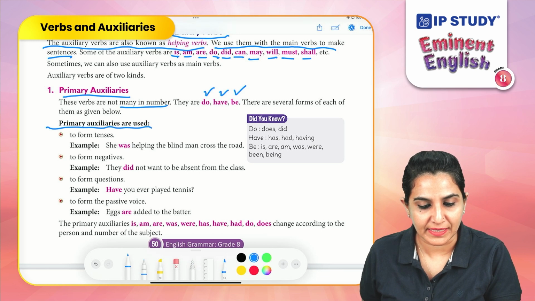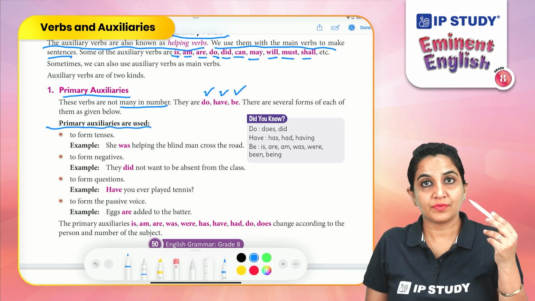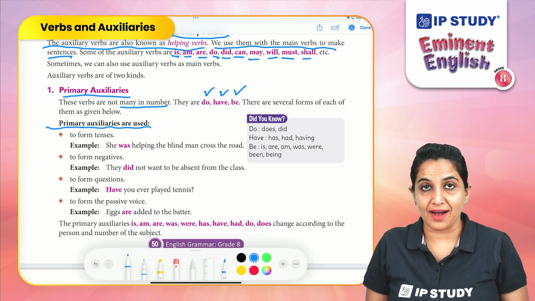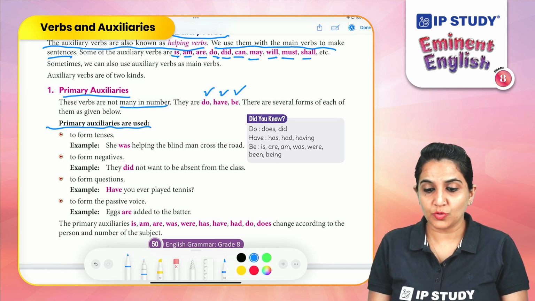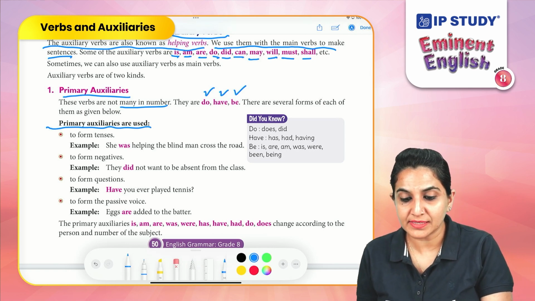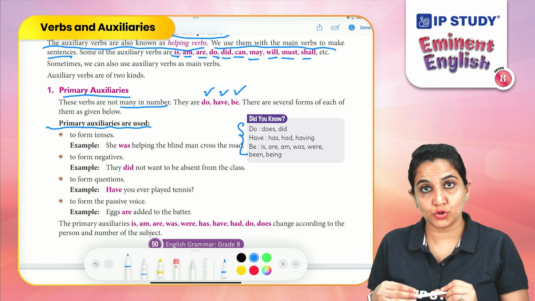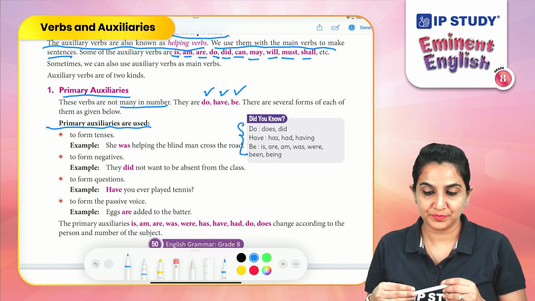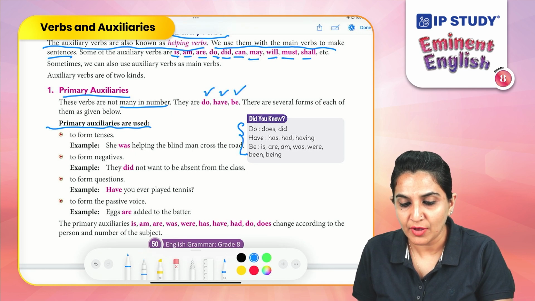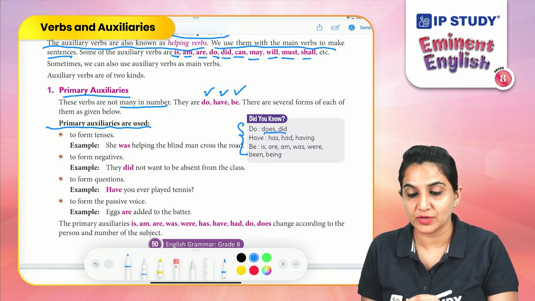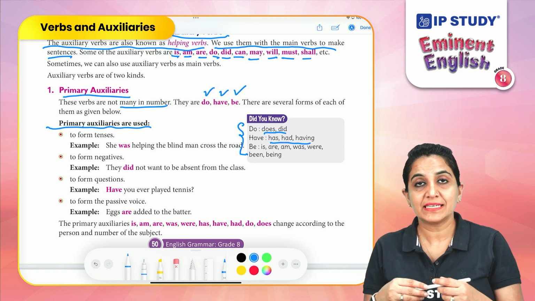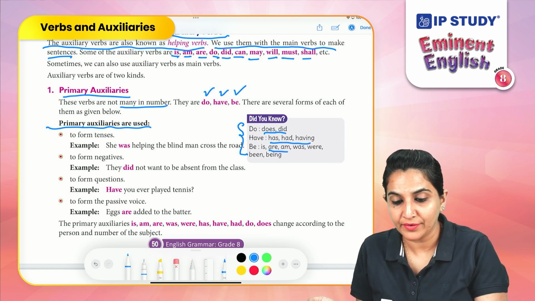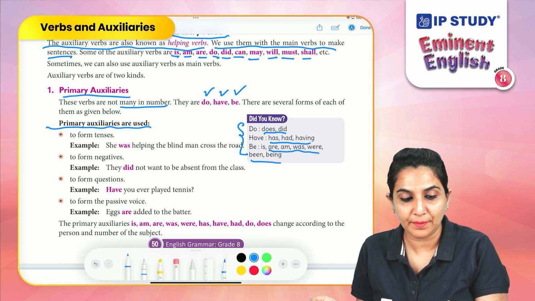Primary auxiliaries such as was, is, are, am, these are all primary auxiliaries. So, they express the three states: to do, to have, to be. Within do, we have primary auxiliaries as does and did. Within have, we have has, had, having. Within be, the to be state, we have is, am, are, was, were, been, being.